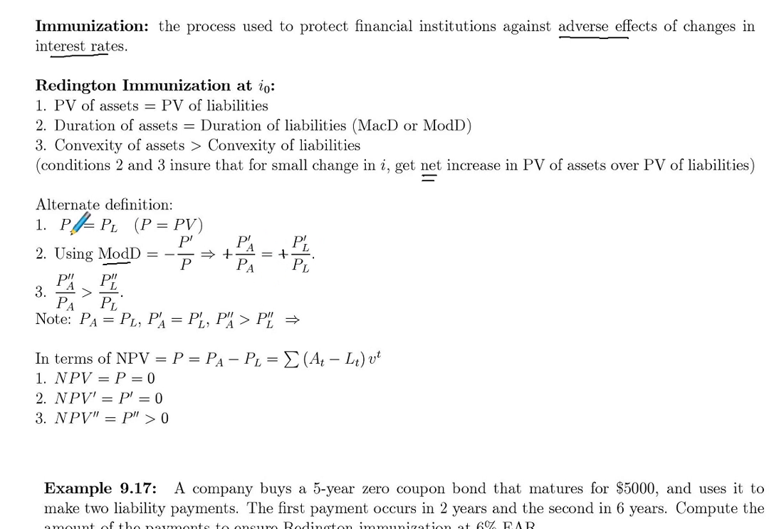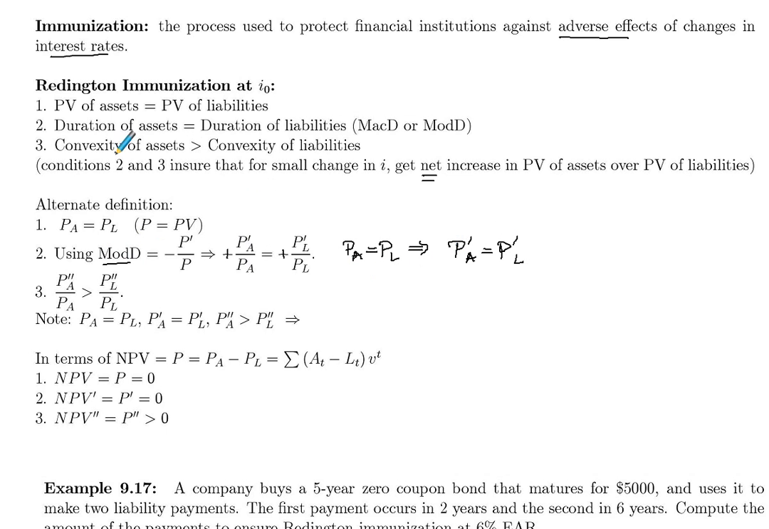But then from number 1 we know that P of A equals P of L. Okay, so since the present value of the assets equals the present value of the liabilities, if you multiply both sides by P of A or P of L, these are going to cancel out, and you're just going to get that P prime of A has to equal P prime of L. So look at the present value of the assets as a set of cash flows, written in terms of V, and this derivative, this prime here, since we're using mod D, is the derivative with respect to I. Okay, so those derivatives are equal to each other.